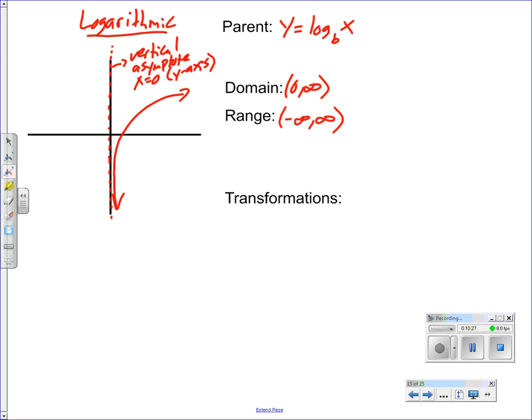Let's look at our transformations on the log function. I have log base b, with x minus h in the argument of the log in the parentheses, and then plus k out at the end. With these transformations, the range will not change, but the domain will change. If we shift it left or right, that's going to move that vertical asymptote and change the domain of the function.